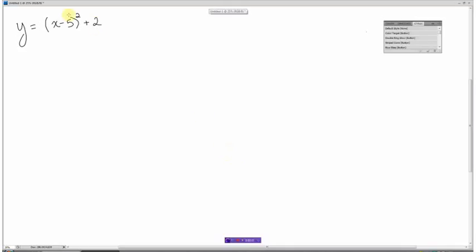Okay, I'm just going to pick a problem at pretty much random. I've made it up. Vertex is going to be 5, comma 2. And then since you have your vertex, you can actually get your axis of symmetry. And your axis of symmetry is x equals 5.